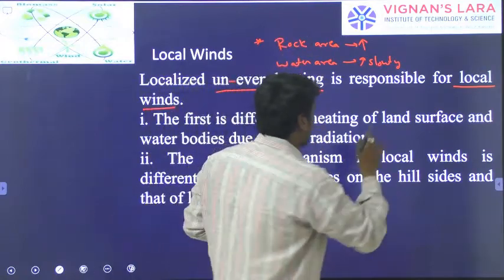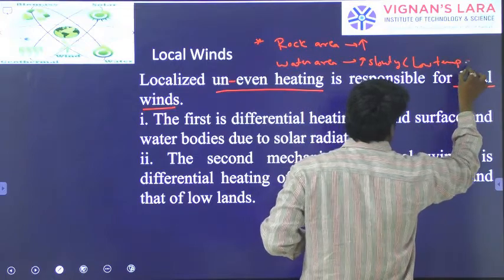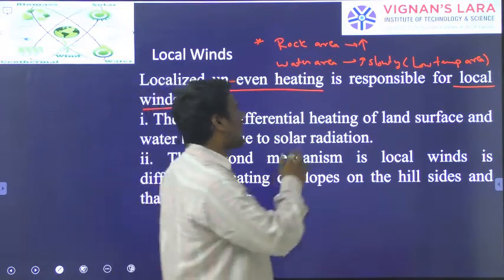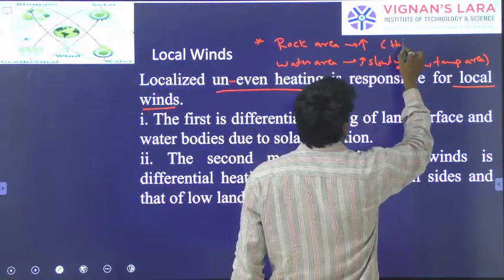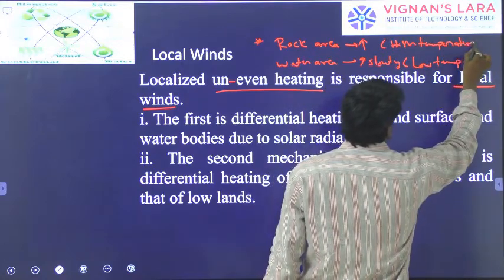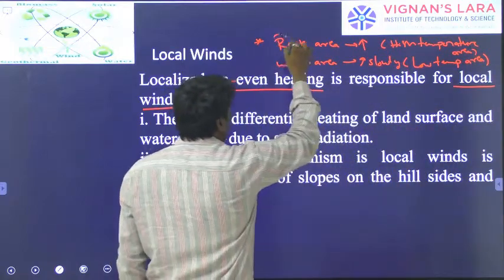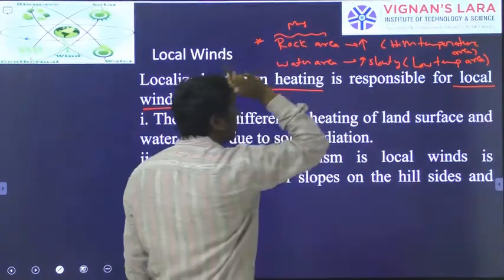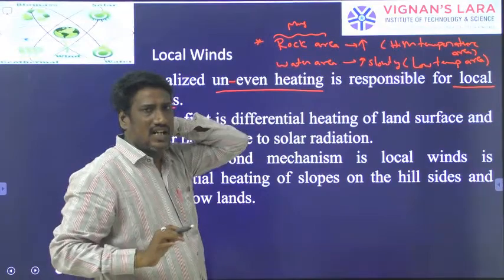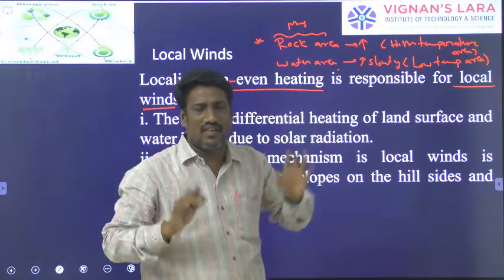you can call water area a low temperature area, whereas rock area is called a high temperature area. This is all in the morning we are saying. So in the morning time, as the water area has low temperature, the wind blows from the water area to the rock area.